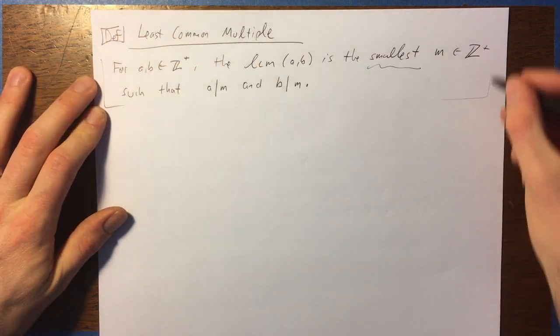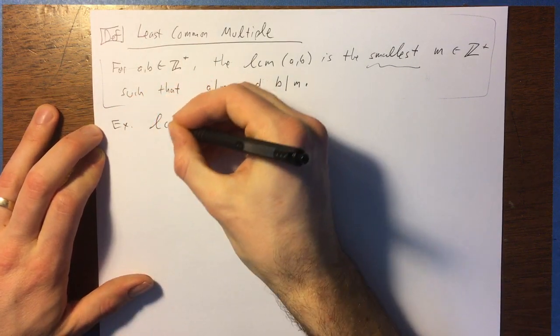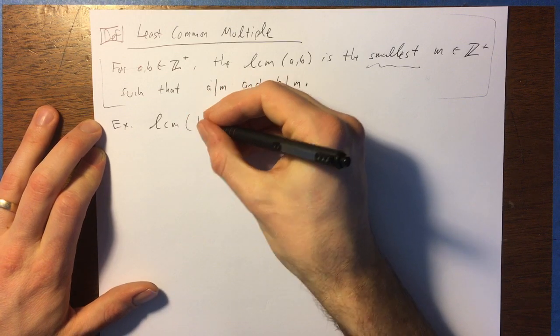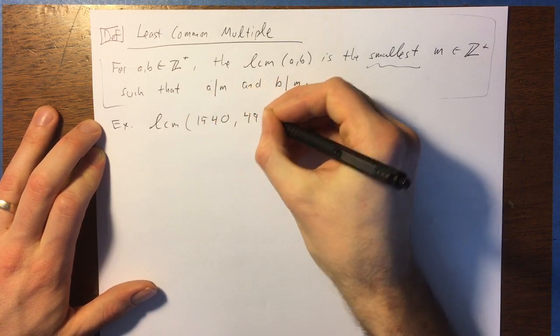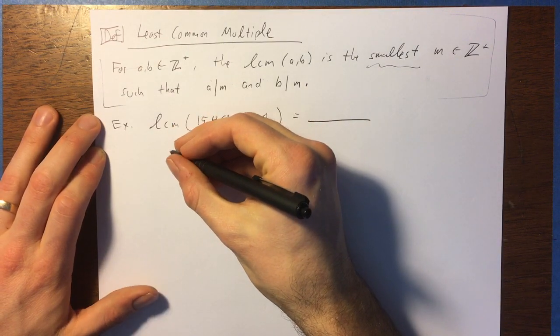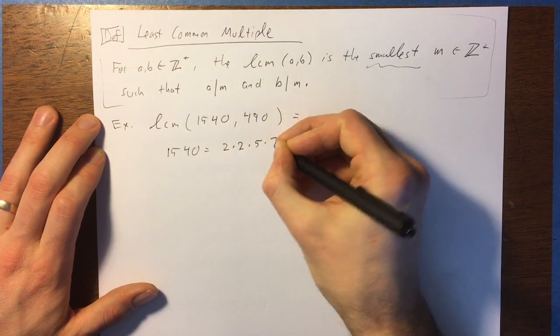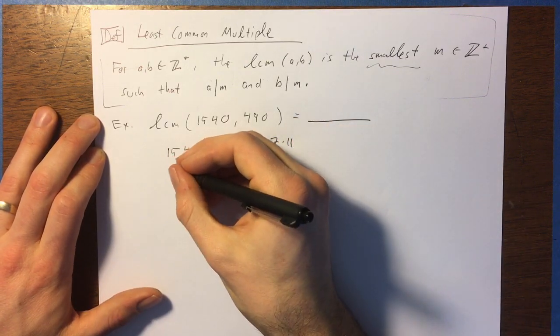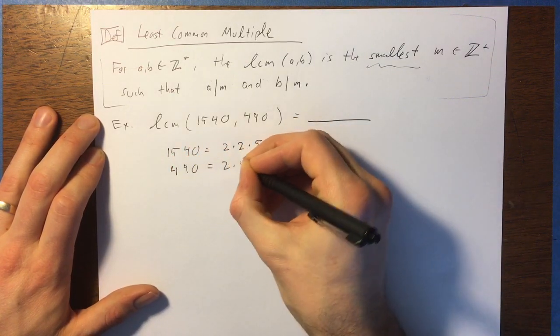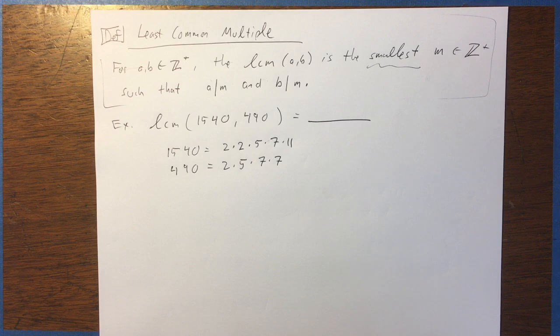All right, let's look at an example of that. Let's look at the same two numbers we looked at last time, 1,540 and 490. What's the least common multiple of those numbers? Well, again, I'm going to write out the prime decomposition of those numbers. It was 2 times 2 times 5 times 7 times 11 for 1,540, and for 490, it was 2 times 5 times 7 times 7. And instead of looking for overlap here, what we want is more of a union, instead of an intersection, of these two things.